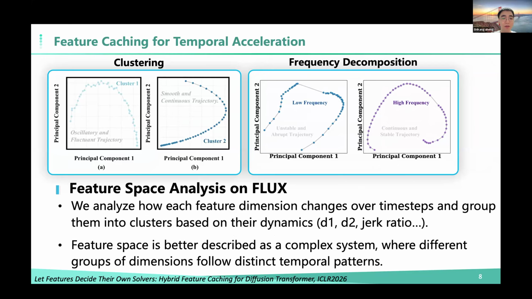And we find that the feature space should be better described as a complex system, where different groups of dimensions follow distinct temporal patterns. For example, in the left figure, we can see that the trajectories in cluster 1 are much more oscillatory, and the trajectories in cluster 2 are much more smooth and continuous. We found a similar observation through frequency decomposition as well, where the low frequency part seems to be more unstable and the high frequency part seems to be much more continuous.